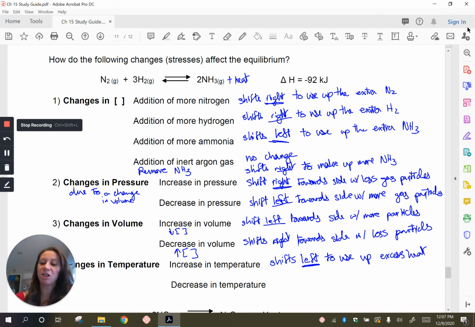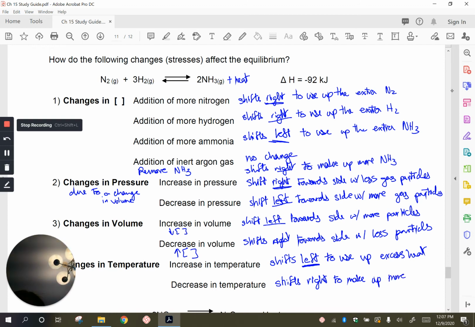What if I decrease my temperature? Well, if I'm cooling it down, I'm removing some heat, then I don't have as much heat here. So how would I make up for that? Well, I want to shift to the right to make more heat. So it shifts right to make more heat. So you want to treat your temperature stress as adding more heat or less heat to the reactants or products.